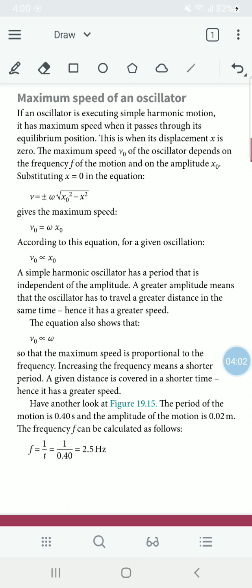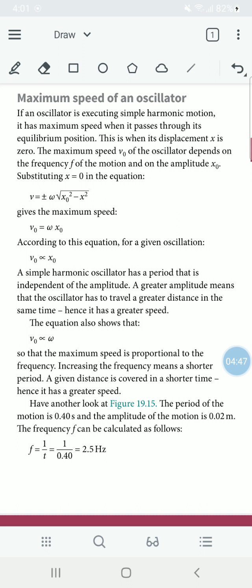According to this equation, for a given oscillation, Vo is directly proportional to xo. That is, velocity is directly proportional to the amplitude. A simple harmonic oscillator has a period that is independent of the amplitude. A greater amplitude means that the oscillator has to travel a greater distance in the same time. Like I explained in the last video, time doesn't change, therefore it should have a higher speed.